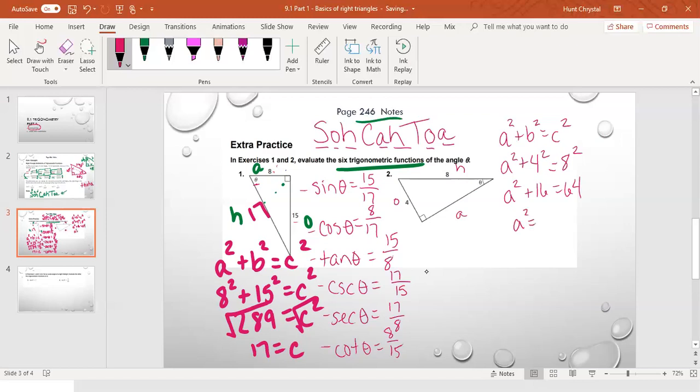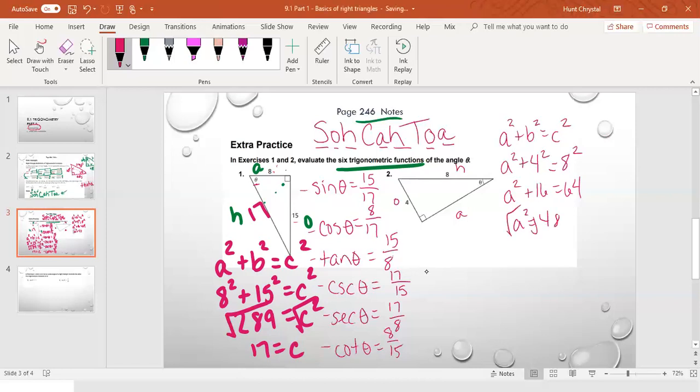So A squared is, let's see. Oh, goodness gracious. It's because I'm trying to hurry that nothing's working out. What am I trying to do? 64 minus 16. Good gracious, it's 48.